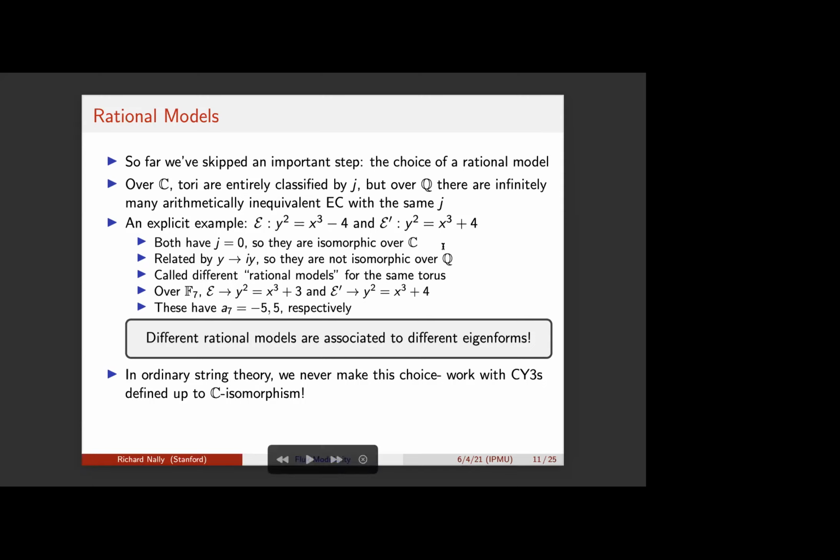So in string theory, we don't really do this. We work with things up to complex isomorphism, but to talk about arithmetic, you really do need to make this choice.